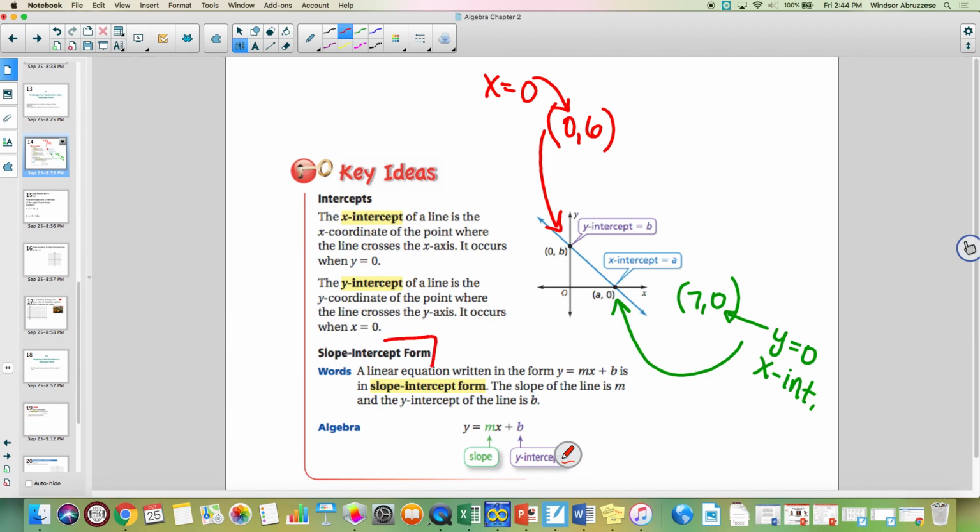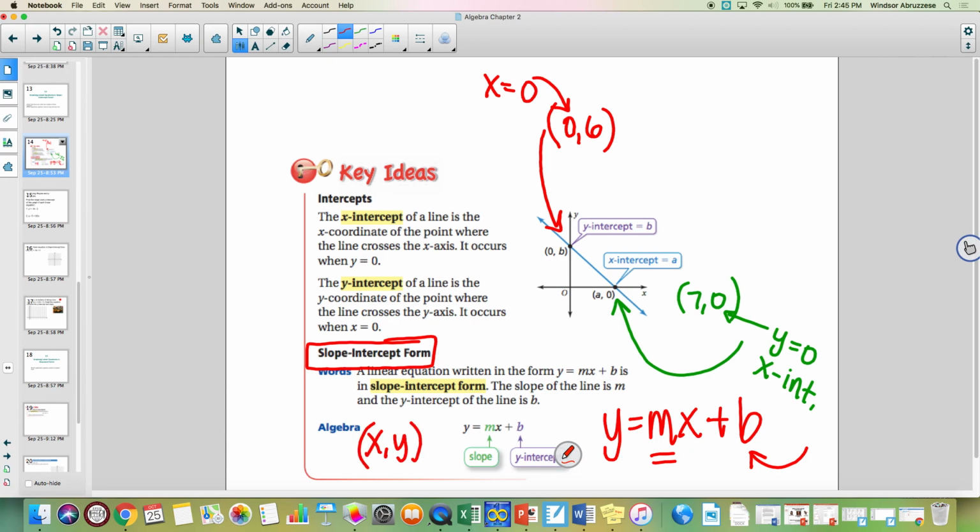Slope-intercept form is going to become your new best friend. Slope-intercept form literally is the slope and the intercept. A linear equation is written in this form, and the equation is y equals mx plus b. The slope of the line is m. Remember, we talked about how m stands for slope. And the y-intercept is the b. And then the x and the y in the equation are just any coordinate on that line.